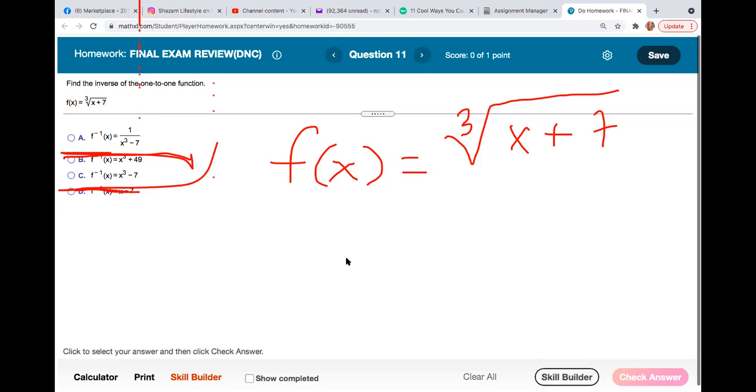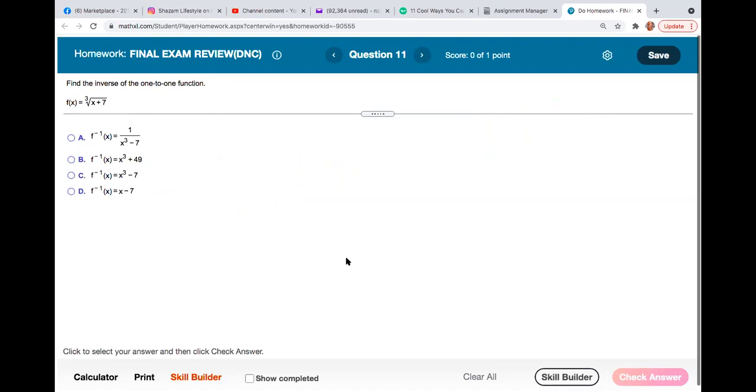So now, to find the inverse, remember, we're going to replace f of x with y. So this will become y equals cube root of x plus 7. You're going to swap x and y, guys. Oh, Shazam. Hold on, guys. My iPad is acting up. It's broken everywhere. So because of that, it's sensitive. Y plus 7.